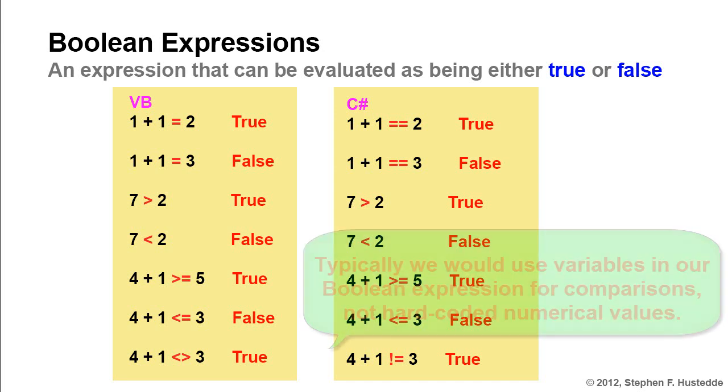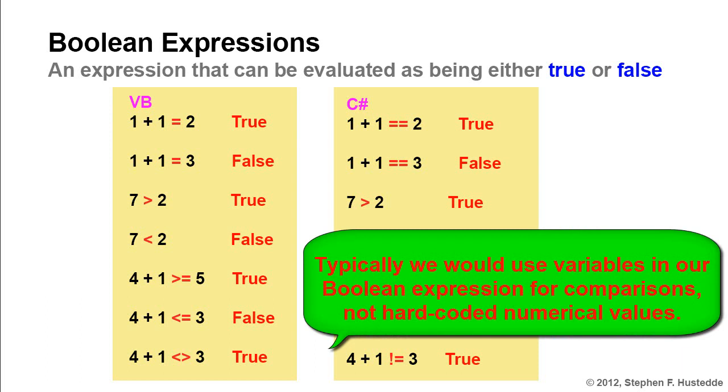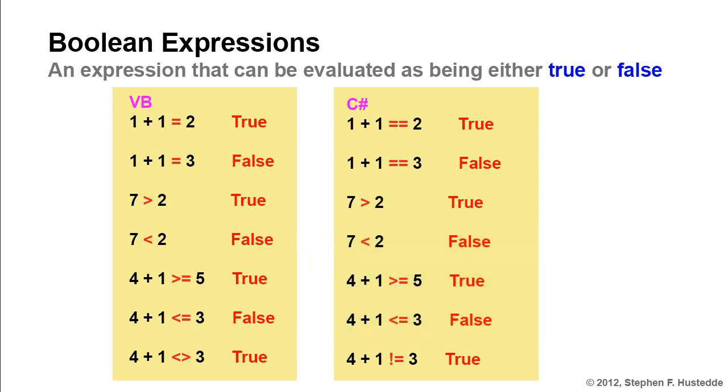So in VB, the equals sign is the assignment operator that we've used in assigning values to variables, but in a Boolean expression, it is also a Boolean operator in which it is comparing two sides as being equal or not. C# does it a little bit differently.